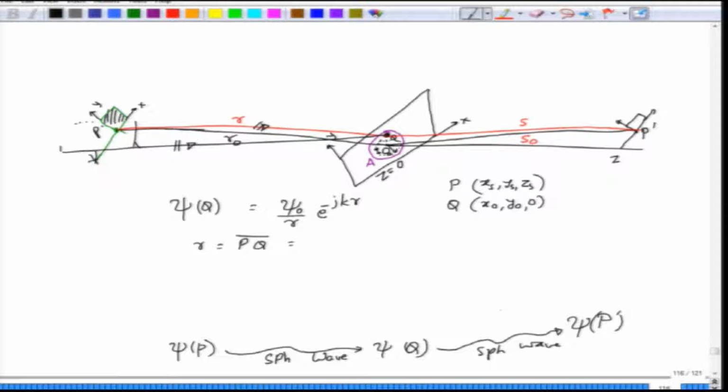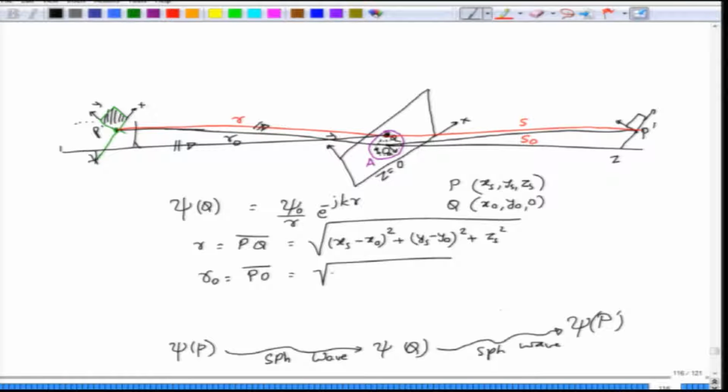So, what would be the distance PQ? Remember, I am only interested in the distance, right. This would be the square root of xs minus x0 whole square plus ys minus y0 whole square plus zs square, correct. Now, what is the distance r0 itself? r0 is the distance from the point P to the origin. Origin of course is given by 0 0 0. So, the distance from P to 0 is given by the square root of xs square plus ys square plus zs square, right. Now, we can expand this distance PQ, okay.